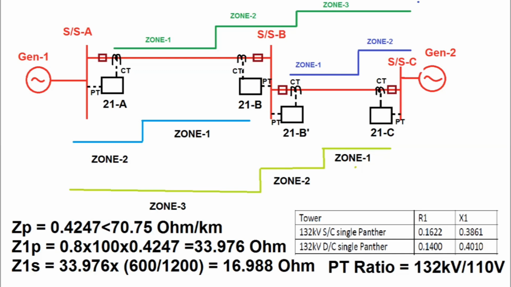If you multiply the primary value Z1P by the factor 0.5, we will get the value of Z1S, the secondary value. So Z1S is equal to 33.976 into 0.5, which is equal to 16.988 ohm. So this is how the secondary impedance conversion is done from the primary value of the impedance.